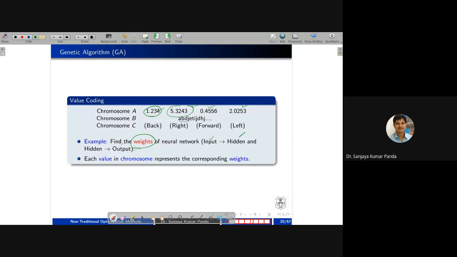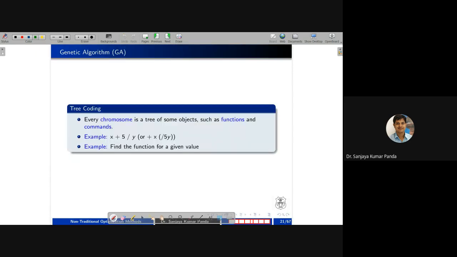Similarly, you can take A, B, D, a set of alphabets, that can also be used to represent the chromosome. Or if you talk about a robot, the robot action may be forward, backward, left, right, such types of actions you can give to the robot. That is also considered as a chromosome. You can represent such actions in the form of a chromosome. Similarly, many people also represent the chromosome in the form of a tree. They have taken functions and commands. Sometimes we use prefix notation, sometimes we use postfix notation to represent it.